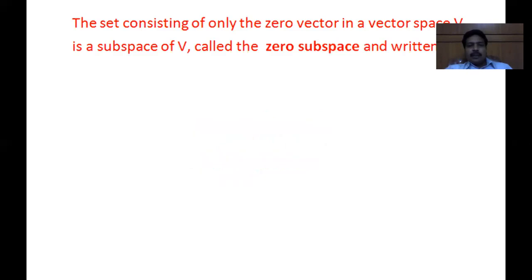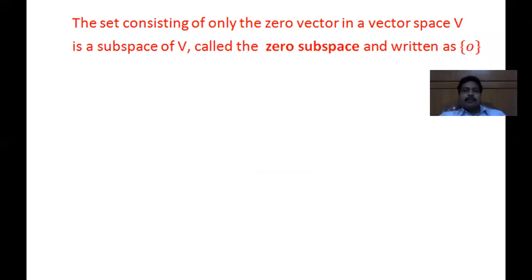And this is the first example, the first and trivial example for any vector space. The set consisting of only the zero vector in a vector space V is a subspace of V, called the zero subspace and written as the singleton set {O}. For convenience, I am calling the zero vector O, since we are taking all the vectors as U, V, W, our zero vector is denoted by O.